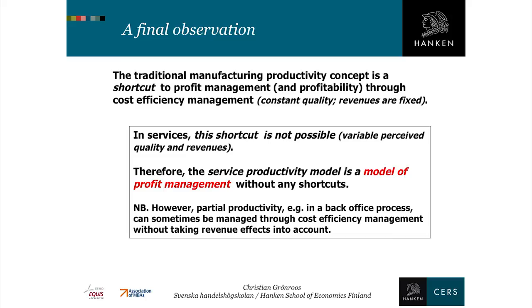Now, however, managing efficiency and effectiveness can be done on various levels. If you look at the total firm, we can call it global service productivity. We must take this very seriously, that we need to really look at both revenues and cost, and revenue and cost effects simultaneously. However, we can do it differently if we look at partial efficiency. Let's say we go into the back office of a restaurant, meaning the kitchen, where the customer doesn't participate very much. It's a supportive part of the organization. There we can try to use more traditional ways of measuring productivity.